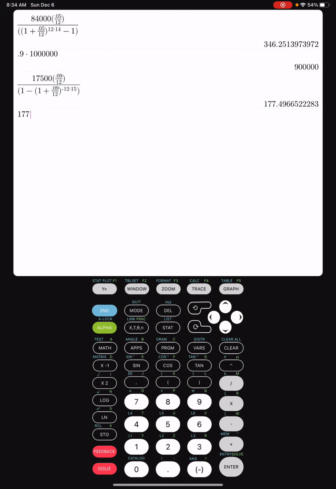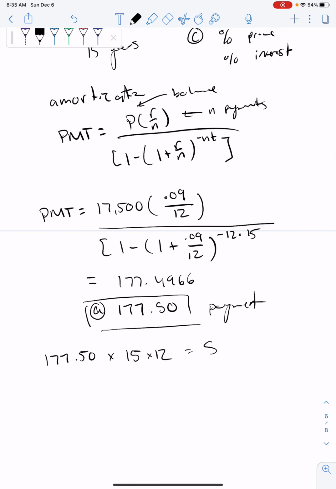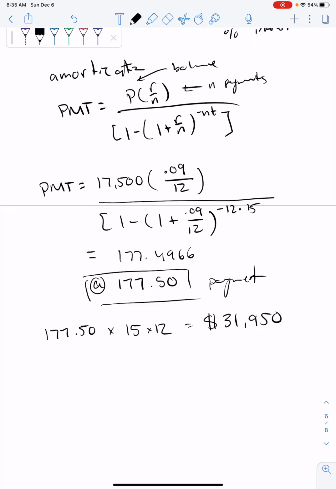So 177.50 times 15 times 12, and I get 31,950. Yikes. $31,950. So you borrowed $17,000 and you paid over $30,000 back to the same bank that you borrowed the money from. That's a lot of interest over 15 years. You're paying almost double what you borrowed. Man, banks make a lot of money.